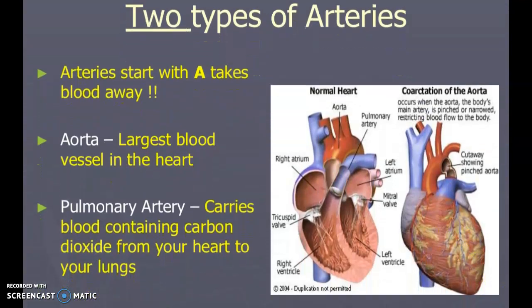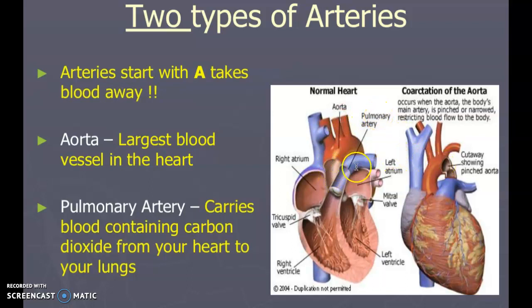Now, when blood is leaving the heart, it leaves out of special blood vessels that are called arteries. Arteries take blood away from the heart. Think of arteries as starting with an A, so they carry blood away. The largest artery in the body is the aorta. It's at the top of the heart, and it delivers oxygen-rich blood out to the rest of the body.